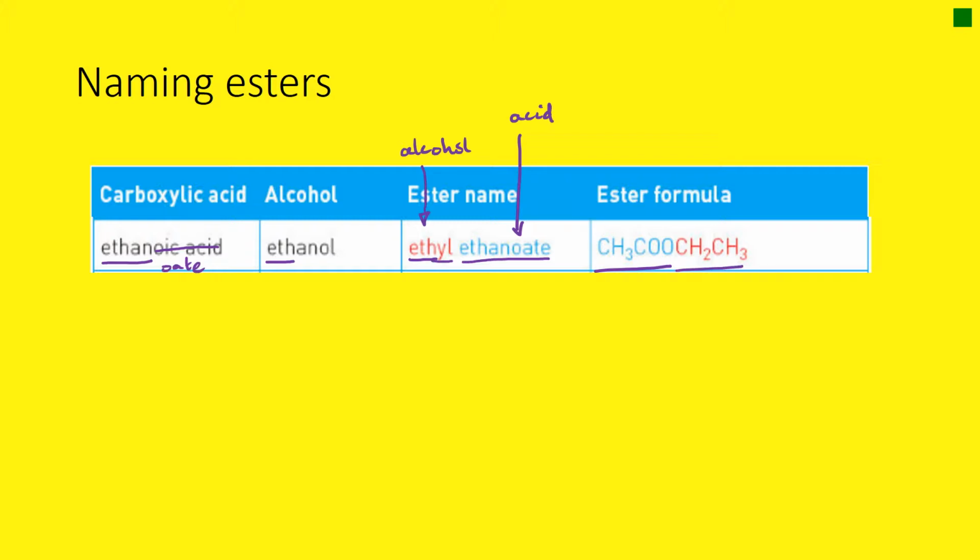That the red colour denotes it came from the alcohol, and the blue colour denotes it came from the acid. So there's how to name the first ester. Let's have a look at another one.